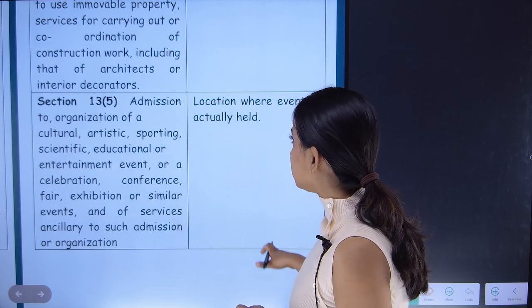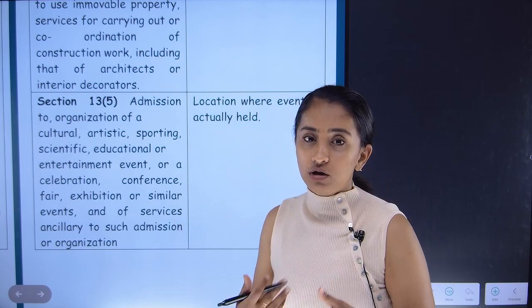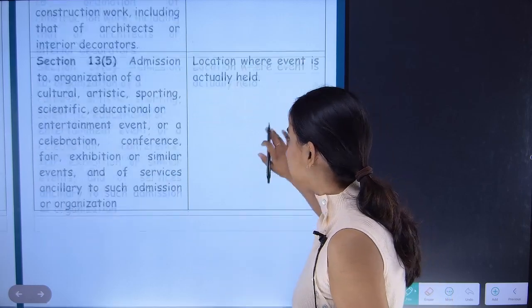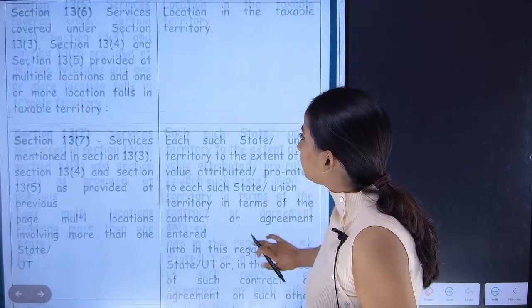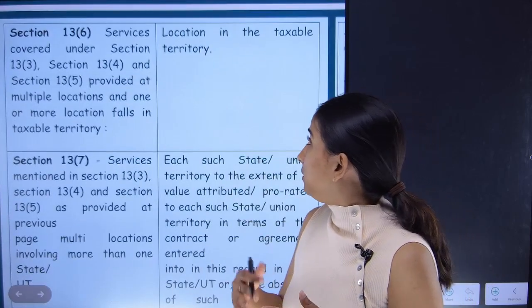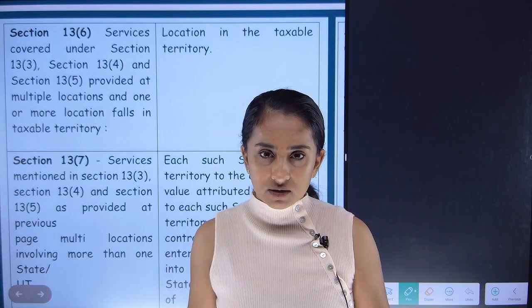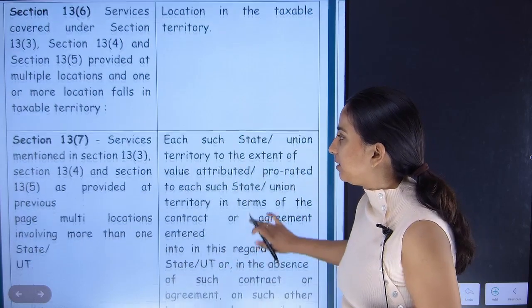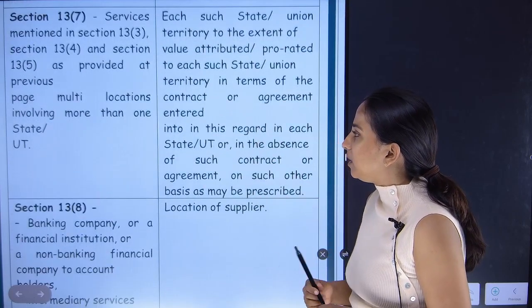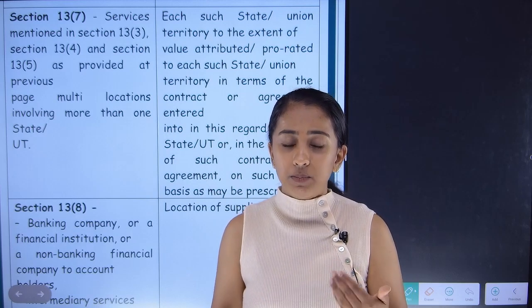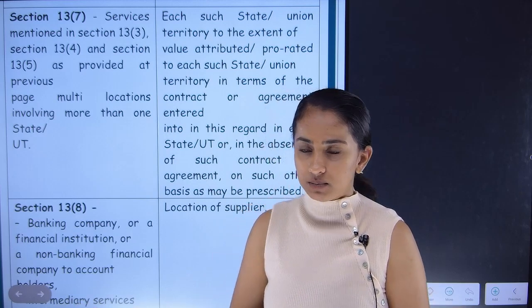But all the cases are the same, where the event is actually held. If at all you are holding any event, where is the event being held? That will be the place of supply. Okay. Next, if there are multiple locations, you give certain services but there are multiple locations, then the location is in the taxable territory. Next, again, multiple locations involving more than one state, then you see what the contract is. Depending on the contract, you take the value of supply.